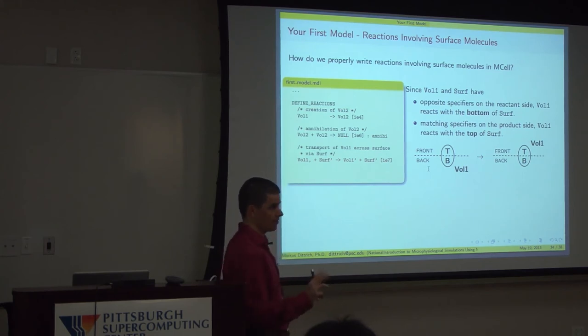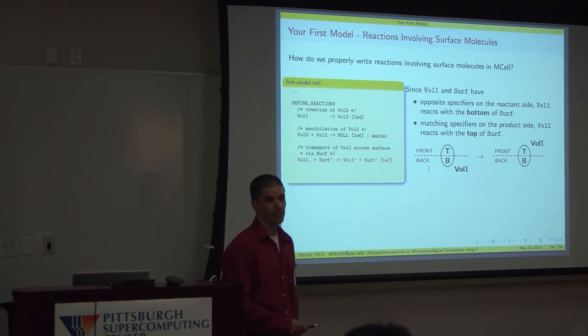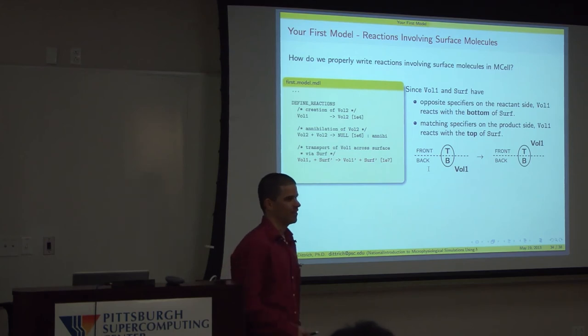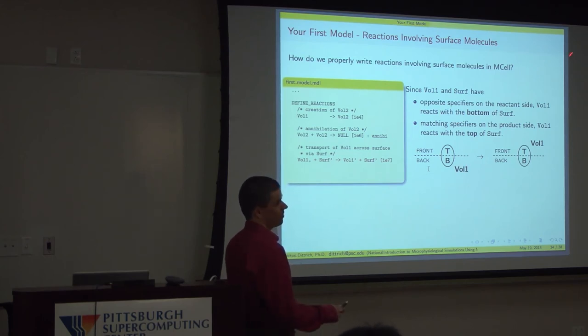So if you draw the picture, you have a surface, you place a surface molecule, top front in this case, and the volume molecule reacts with the bottom part of the surface. And on the product side, you can see these two are both apostrophes. That means the volume molecule interacts with the top part of the surface. So this is how it looks. This reaction basically specifies the transport process of a volume molecule across the membrane mediated via the surface molecule.